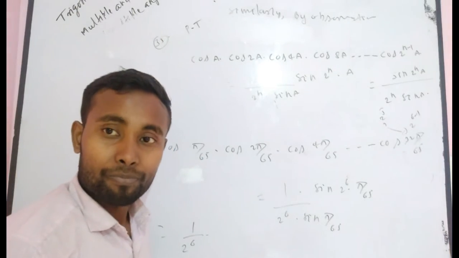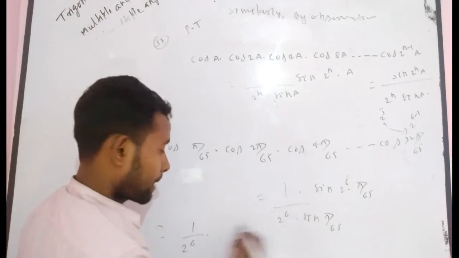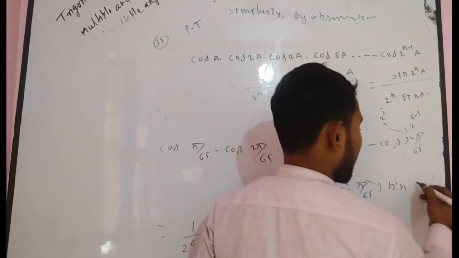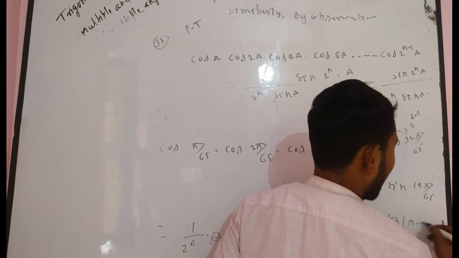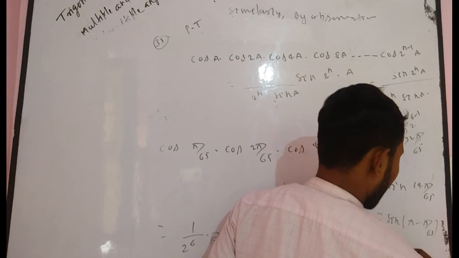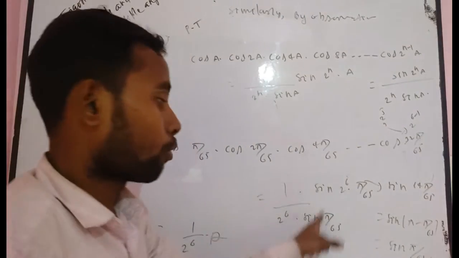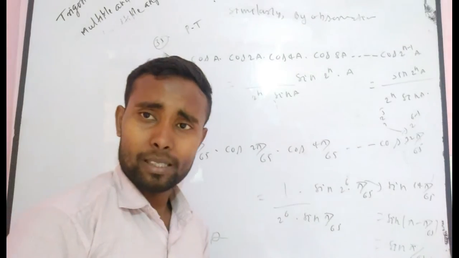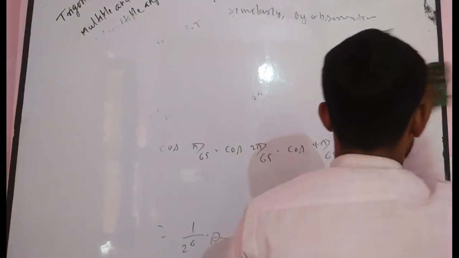That will be sin pi by 65. So you can write sin pi by 65. Sin 65 cancels. It will be 1 upon 2 to the power 6, because it becomes sin 64 pi by 65. That will be sin (pi minus pi by 65). Sin (pi minus theta) is equal to sin theta. So you can write sin pi by 65, and both terms cancel each other. Finally, you get 1 upon 2 to the power 6. I think you understand this concept.